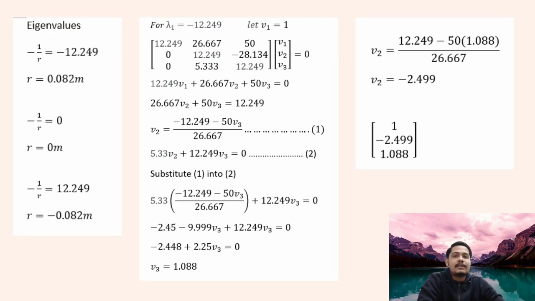Next, we're going to substitute equation 1 into 2, and then we get the value for V3, which is 1.088. After getting the value for V3, we simply substitute back into equation 1 to solve for V2, and we get the value of V2 is 2.499. And our eigenvector for the first lambda is 1, negative 2.499 and 1.088.